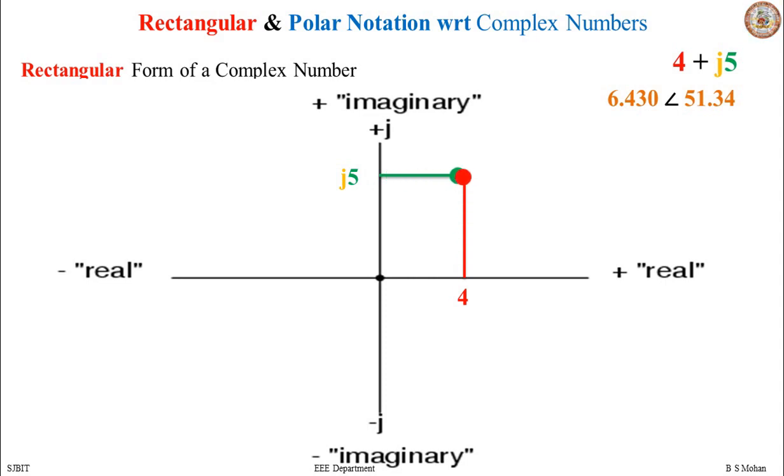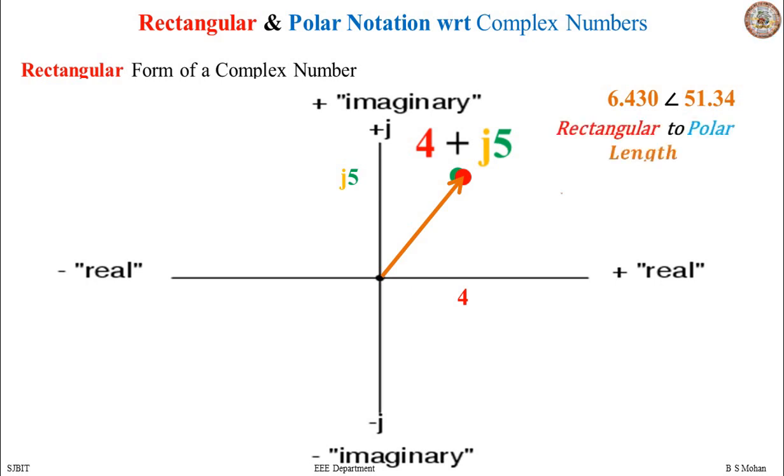And how do we convert this into polar form, or what is 6.403 and 51.34? The magnitude from the origin to the point 4 plus j5 is actually 6.403, its magnitude. And the angle from the x-axis is 51.34.